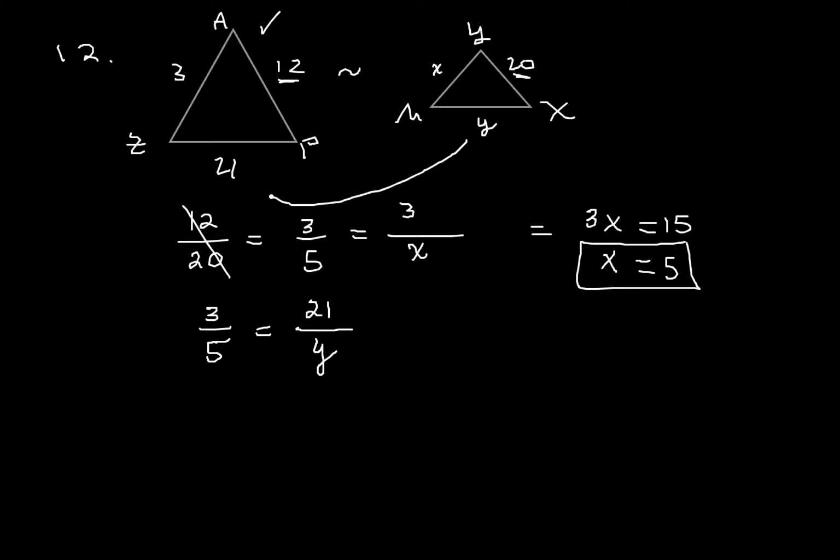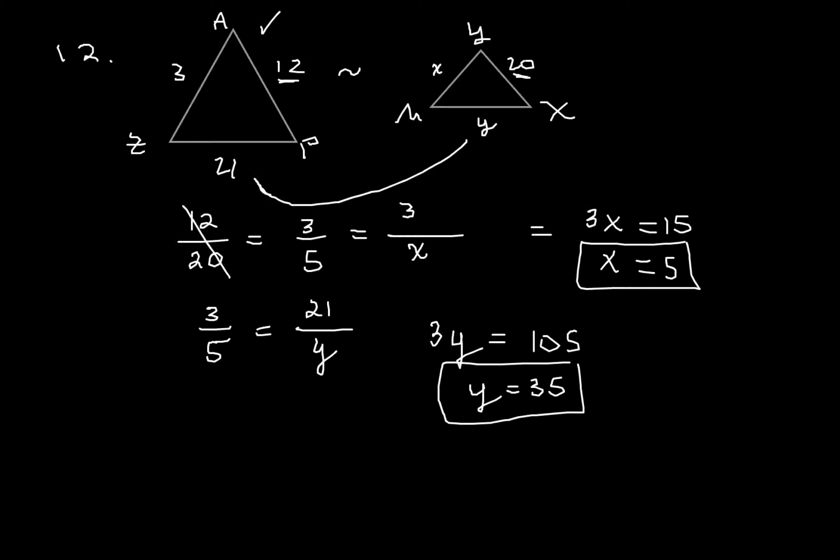These two go together. They're on the same side of the triangle, the bottom. So they're the ones that are proportional. So we cross multiply, we get 3y equals 21 times 5, it's 105. Divide by 3 and we get 35, so y equals 35. I'll try to get my triangles straight next time, with the bigger one going with the bigger triangle. Okay, 13.